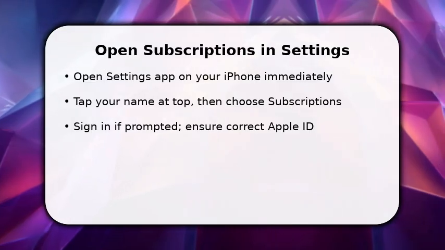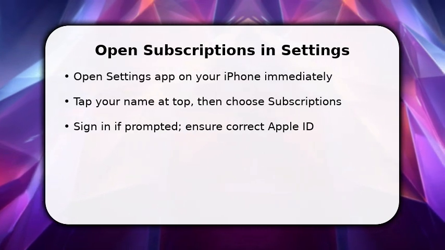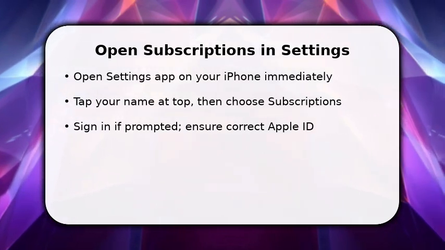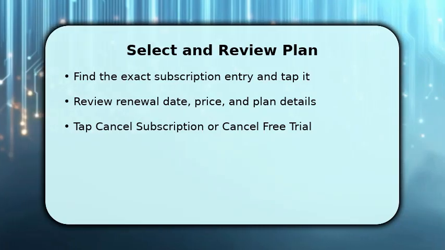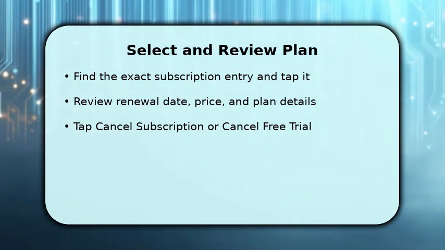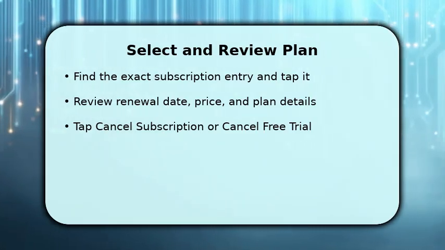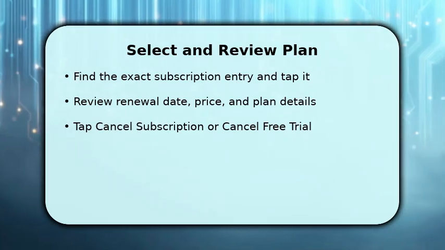Now pause and scan the list for the exact service name you want to cancel before you proceed to the next step. You should now tap the subscription to reveal detailed billing info and renewal dates. This explains why timing matters. Once there, review the plan type and price so you don't cancel a family-shared or differently billed item by mistake.